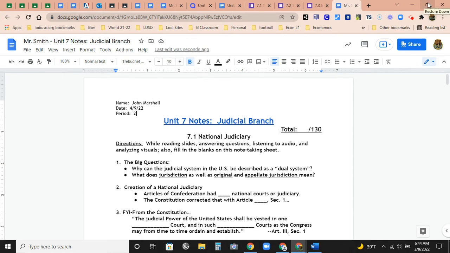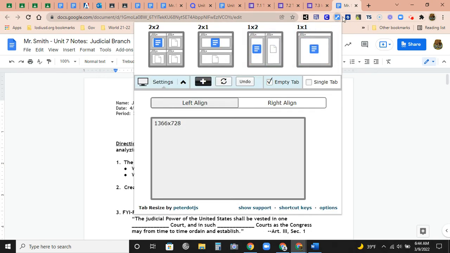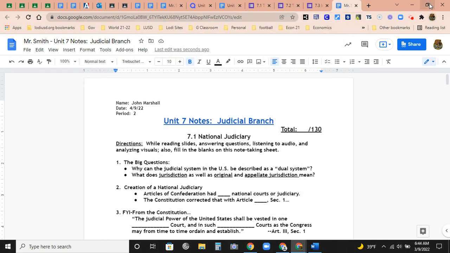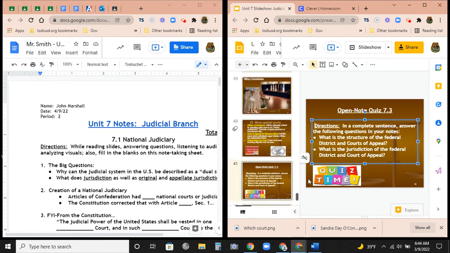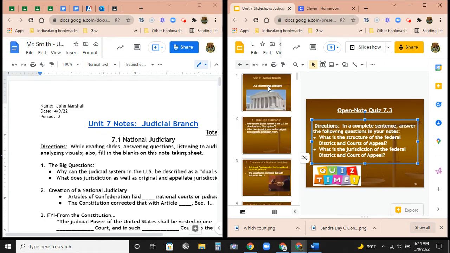I have previously used this 1x2, and I had the slideshow right to the right, so it's already set up for me. All I need to do is minimize, and there it goes, because I was working on the slideshow earlier. All right, but let's go to the beginning.